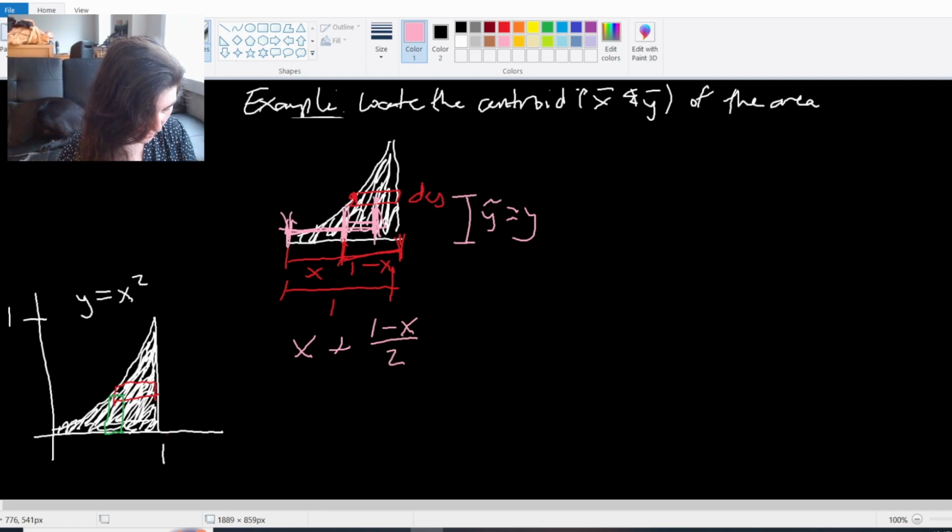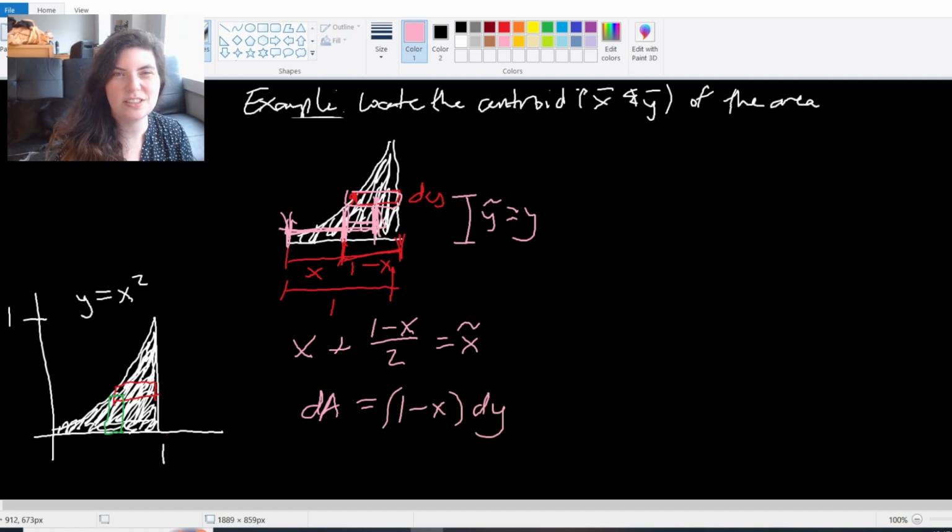So that's what my x tilde is, my distance to my centroid, which already I know is going to give me some really unpleasant looking integrals, right? If I set this up, and of course my dA is going to be this area of this rectangle, so that is (1 minus x) times dy. So let's just set up the x bar equation and see what that looks like.